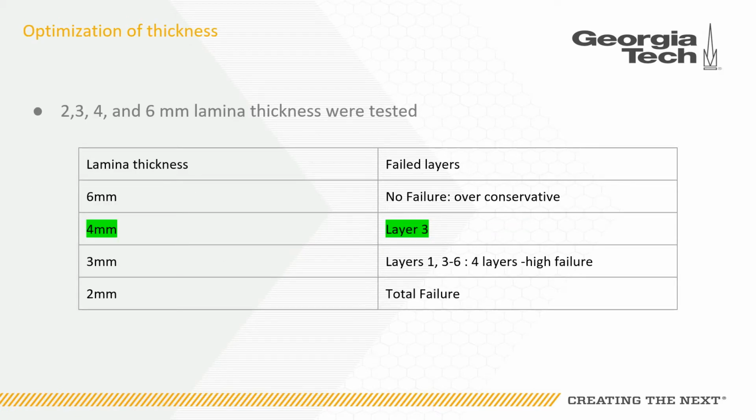After fixing all the variables, the team then sought to minimize the lamina thickness. This was done by studying the lamina thickness at 2, 3, 4, and 6 millimeters. The 6 mm lamina thickness had no ply failure, which was over-conservative. The 2 mm lamina thickness had failure of almost every ply. The 3 mm still resulted in a high failure rate. Ultimately, the 4 mm lamina thickness was chosen as it only had a single ply failure at the third layer.